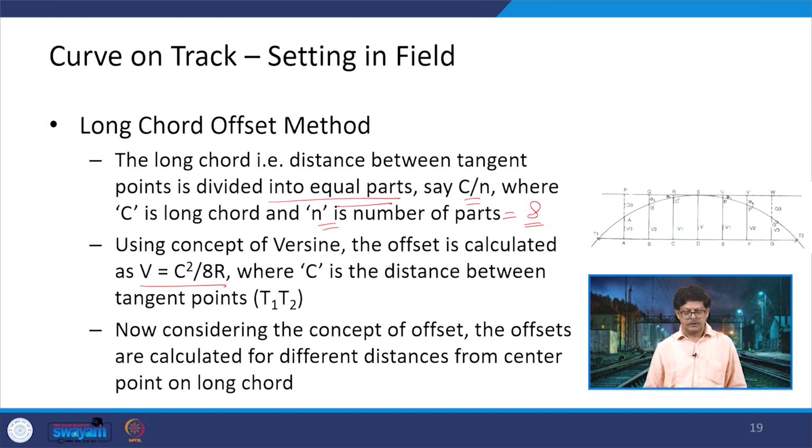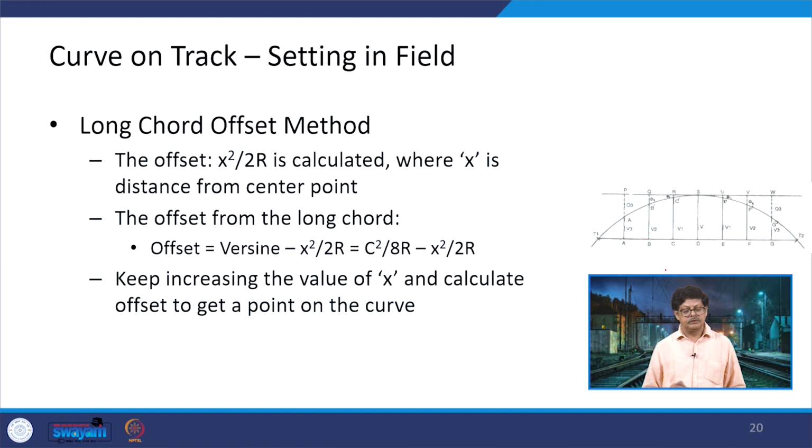We calculate that, and C is the distance between the tangent points T1 and T2 which are visible to us, and on that we have already created a line like this. Now, the offsets are calculated for different distances from the center point of the long chord, and the offset is x square divided by 2r, where x is the value of the distance we are considering from here. So, that is the value we will get. Finally, the offset from the long chord is V1, V2, V3. So, this is versine minus x square divided by 2r, and that is the same thing which I have told you before.